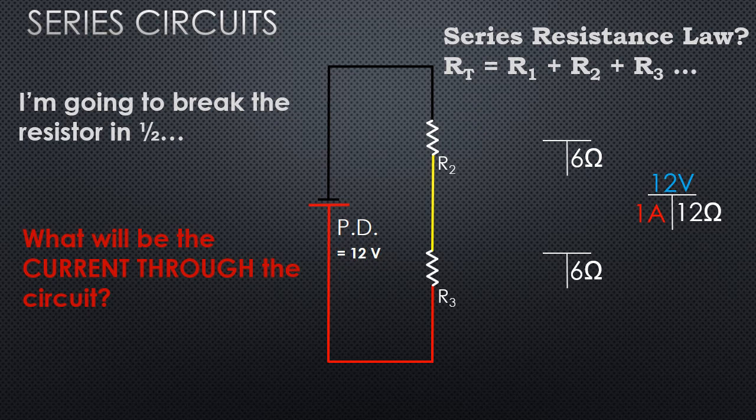Now let's take a look at the series current law, where the amperage in any part of the series circuit is equal to the amperage in any other part of the circuit. So here we would take our 1 amp and put it into both, going through both loads, and from here we can calculate, using Ohm's law, the voltage across each load. And there we have it.